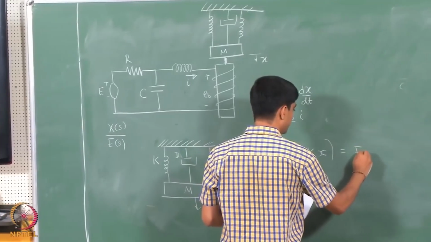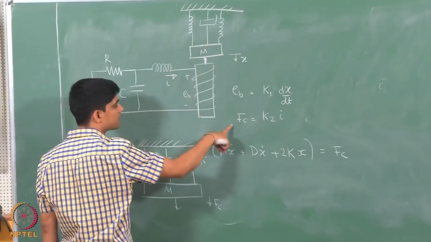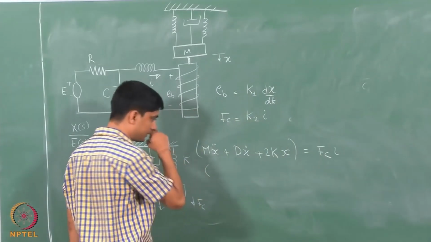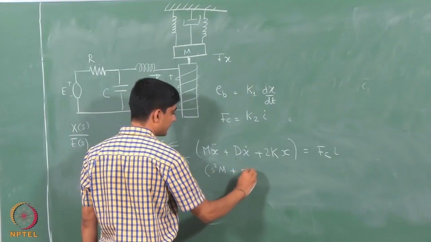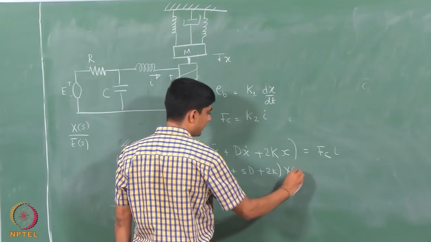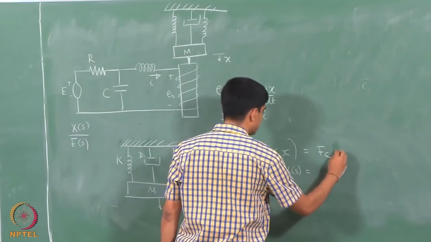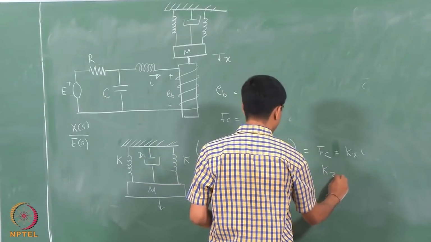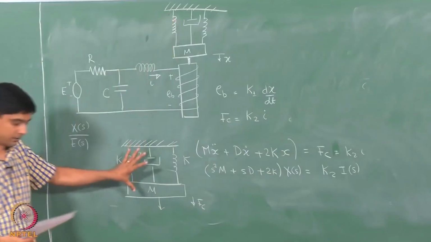This guy would be equal to the force, and what is the force? The coupling between this mechanical system and this electrical system comes via this current I, right. So, this is K2 times I. So, I can write down this as S square m plus S times d plus twice k, x of S, sorry, I just made a mistake here, this is K2 times I, so this would be K2 times I of S. Okay. That is with this part here, over here.